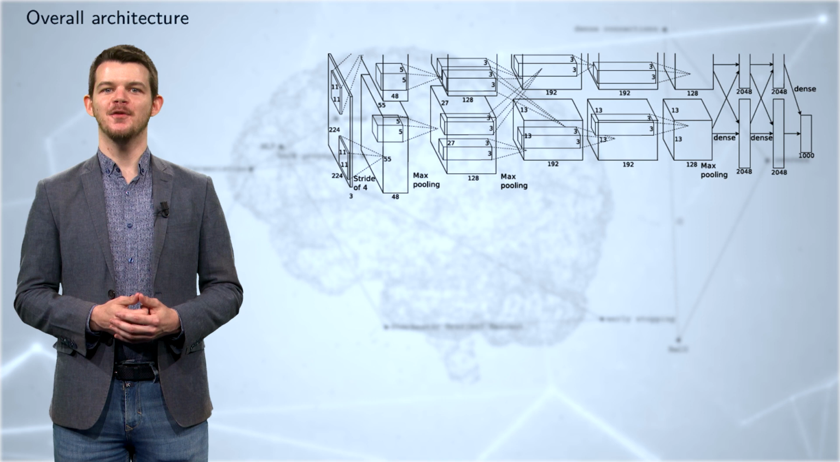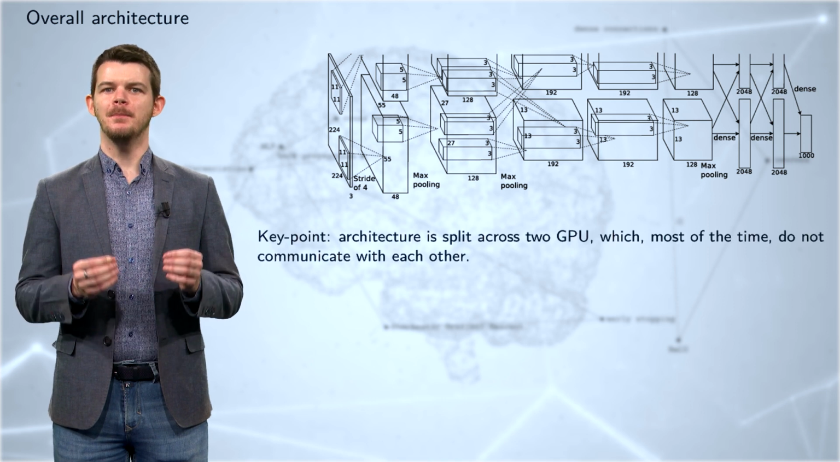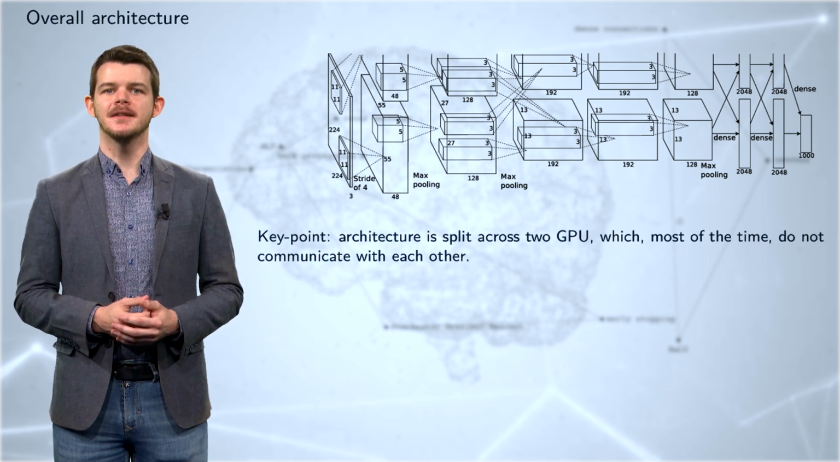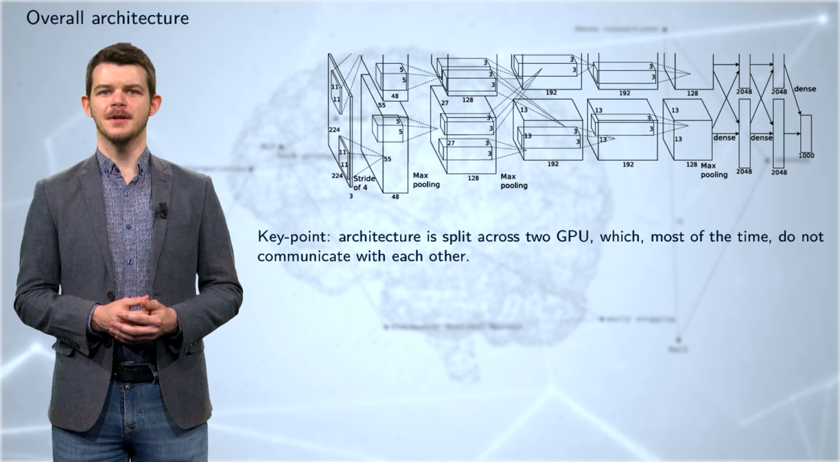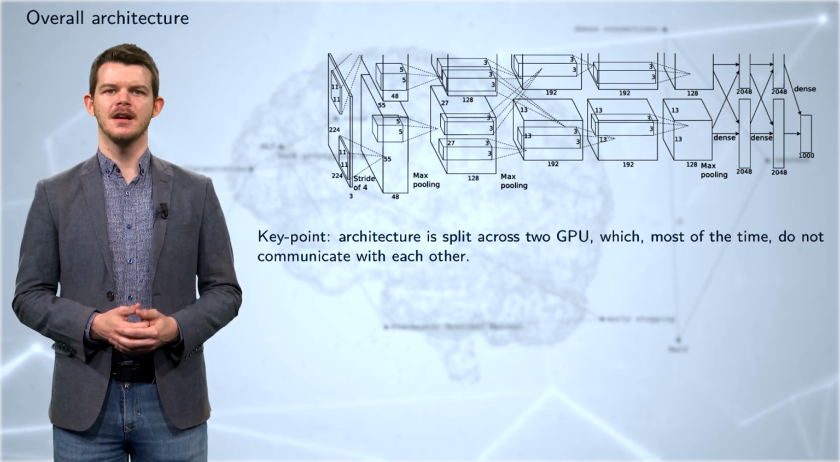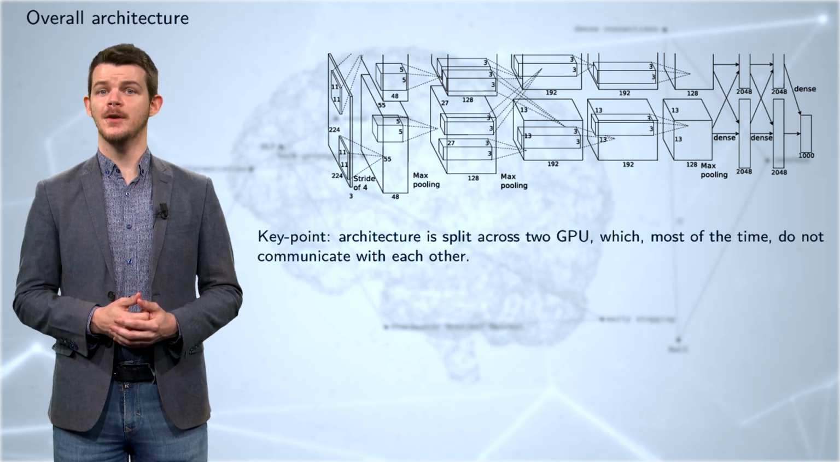The overall architecture of AlexNet is as follows. The key point is that this architecture is split across two different GPUs, which most of the time do not communicate with each other. In this picture, you have one GPU at the top and one GPU at the bottom. They only communicate at some specific locations.